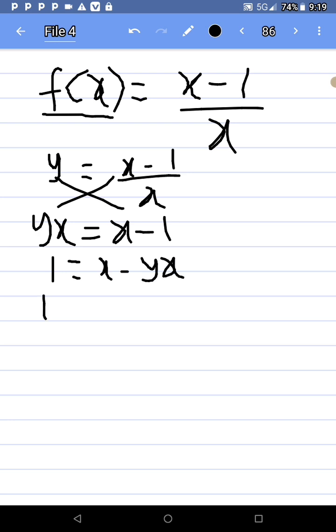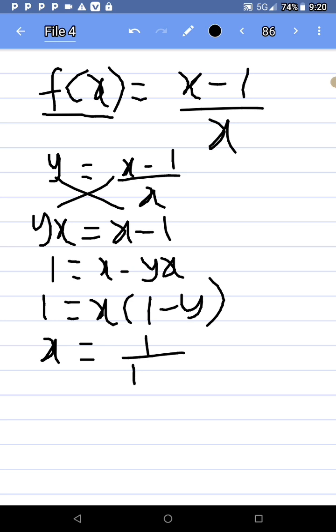So from there you get 1 equals, factor out the x, that will be 1 minus y. At the end of the day, dividing both sides, x equals 1 over 1 minus y. And that is the inverse of f, which is 1 over 1 minus y.